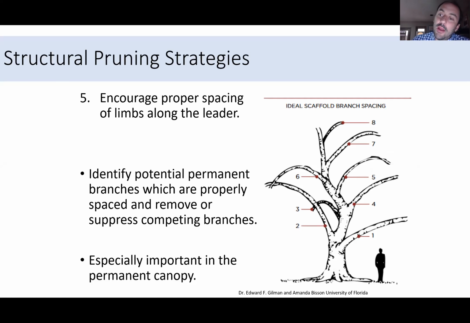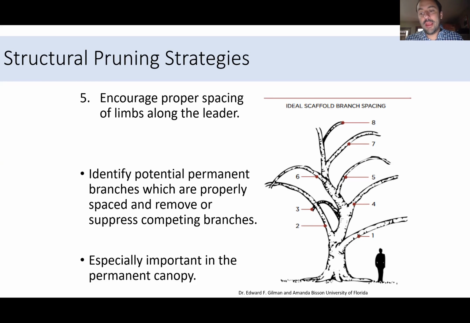So we'll pick the permanent branches and we'll manage them like permanent branches. We'll keep them relatively small compared to the trunk, but we don't care about how big they are in absolute size. And the branches between those permanent ones we'll then manage as temporary branches. We'll keep them small in absolute size and relative size, and we'll remove them before they get bigger than 4 inches, ideally bigger than 2 inches.